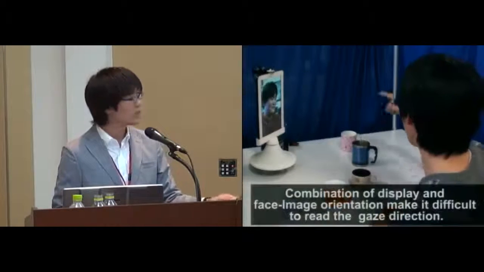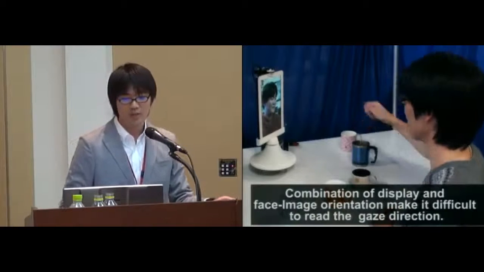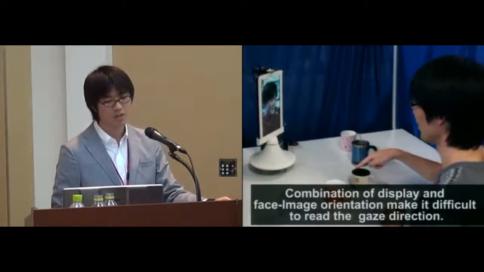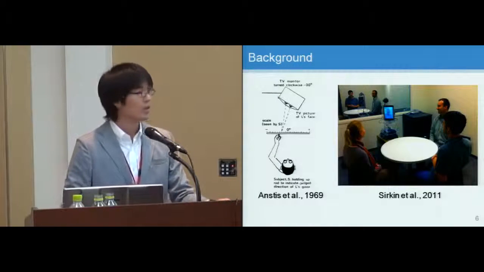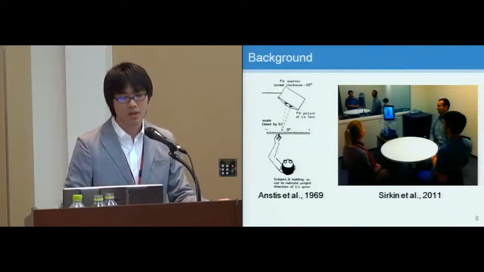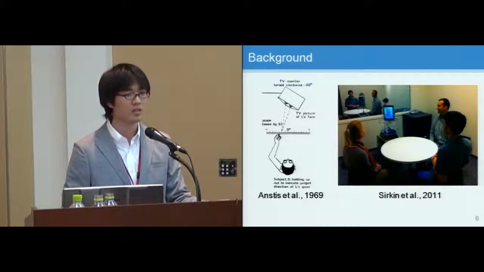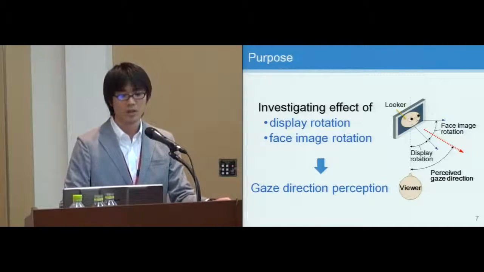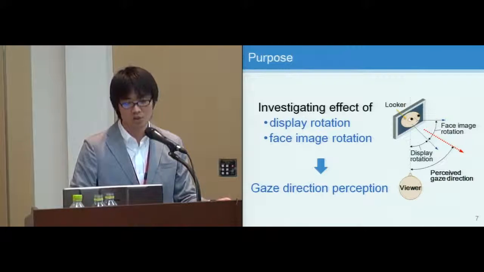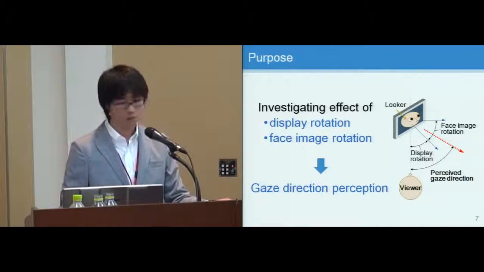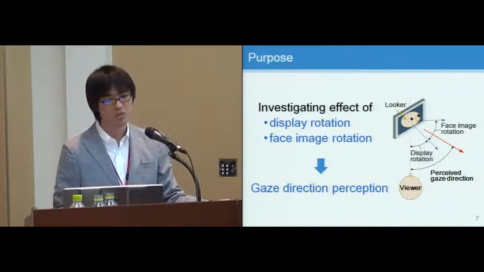However, as you see here, we are aware that the combination of display orientation and face image orientation makes it difficult to read the remote participant's gaze direction. In fact, some researchers like Anstis and SIGCHI have found a similar problem. However, this problem has not been studied in detail. Therefore, the aim of our study is to investigate the effect of display rotation and face image rotation on gaze direction perception.